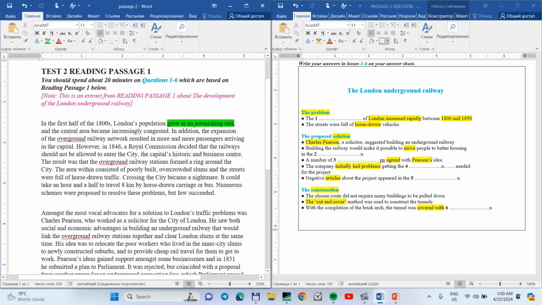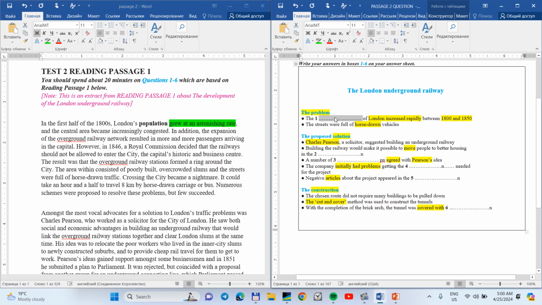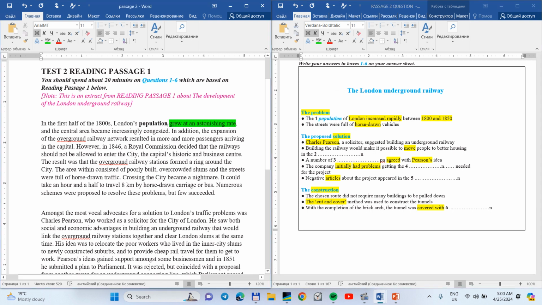Let's choose another color. The population of London here grew rapidly. So that's good. In addition to the expansion of the underground railway, expansion means becoming bigger, the network resulted in more and more passengers arriving in the capital. Okay, we got it. People are coming into the capital city.